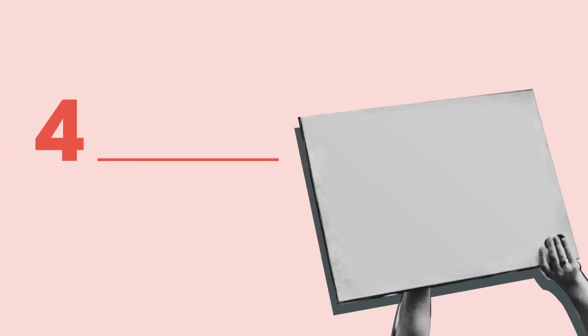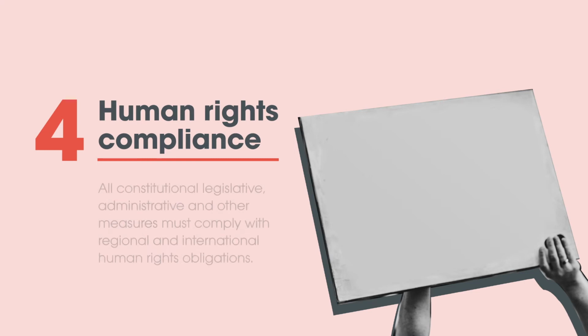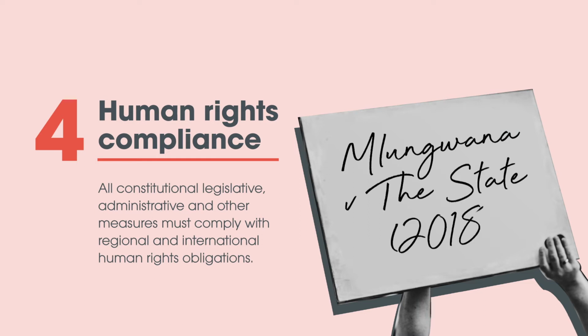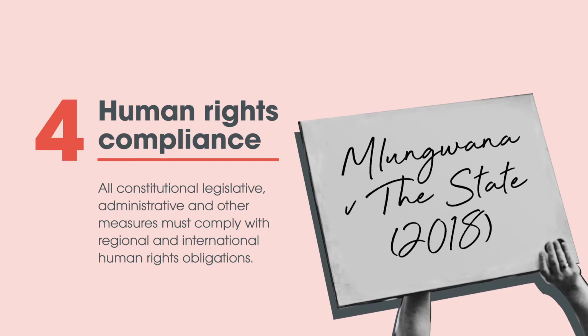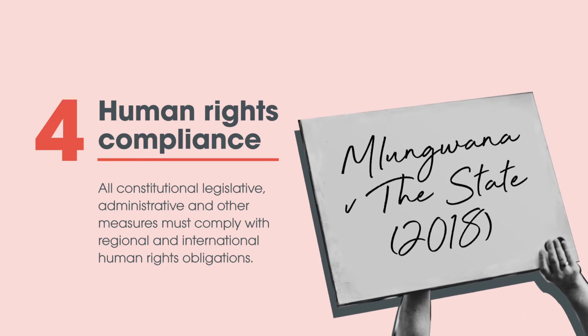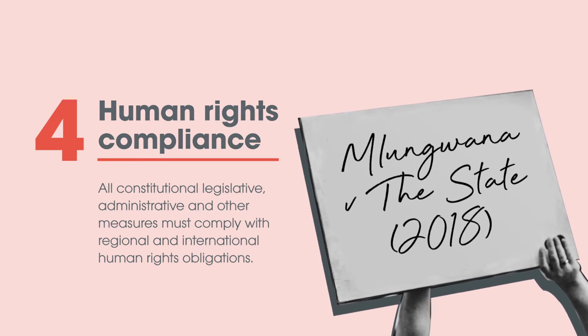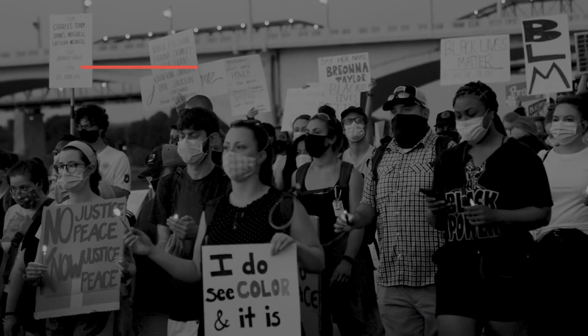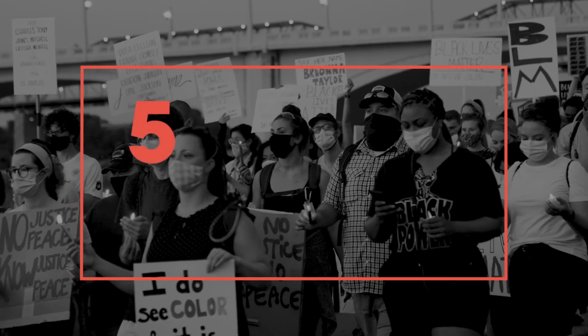This means that all constitutional, legislative, administrative, and other measures must comply with regional and international human rights obligations. For example, the case of Nungwana versus the state declared that part of the Regulation of Gatherings Act, which made failure to give notice of a gathering a criminal offense, is inconsistent with the Constitution and thus invalid. This interpretation promotes fundamental freedoms and ensures that the RGA is compliant with international human rights instruments.